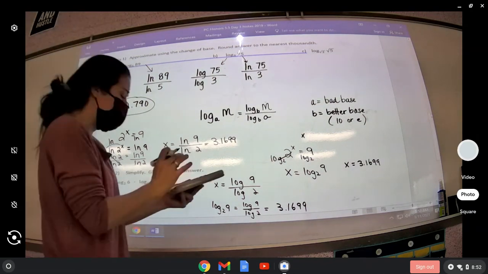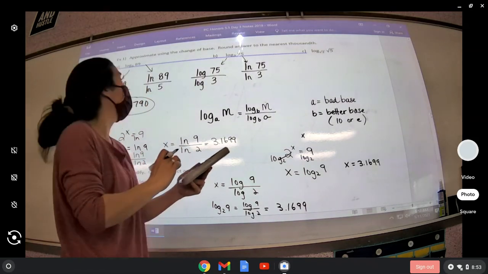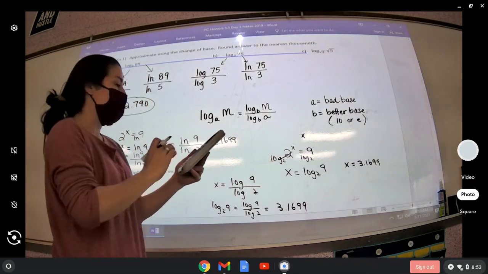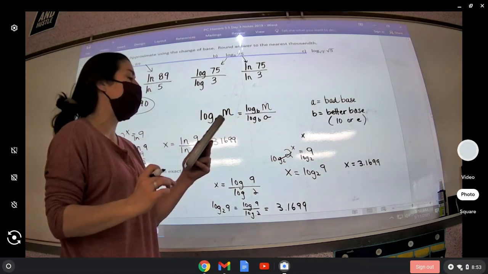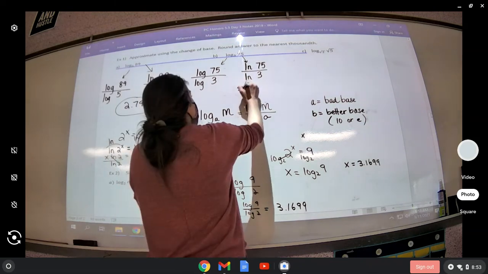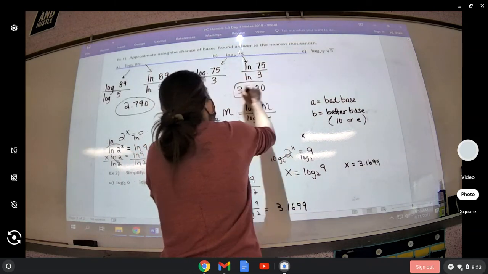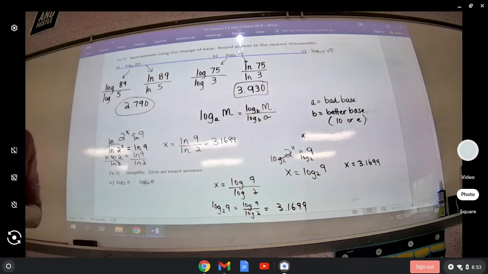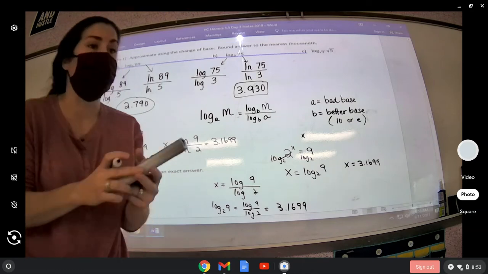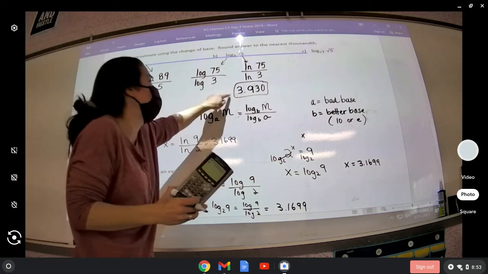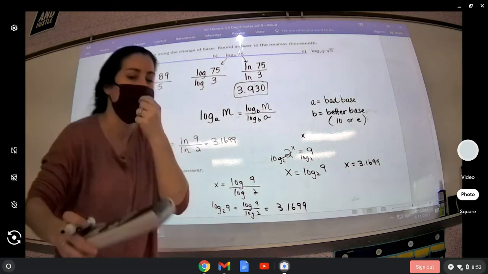I'll do natural log this time. The natural log of 75 divided by the natural log of 3. The answer is 3.930. And you're good to go. And if you want to double check, ask your graphing calculator, what's log base 3 of 75? It's going to give you the exact same answer because these are all the same thing.